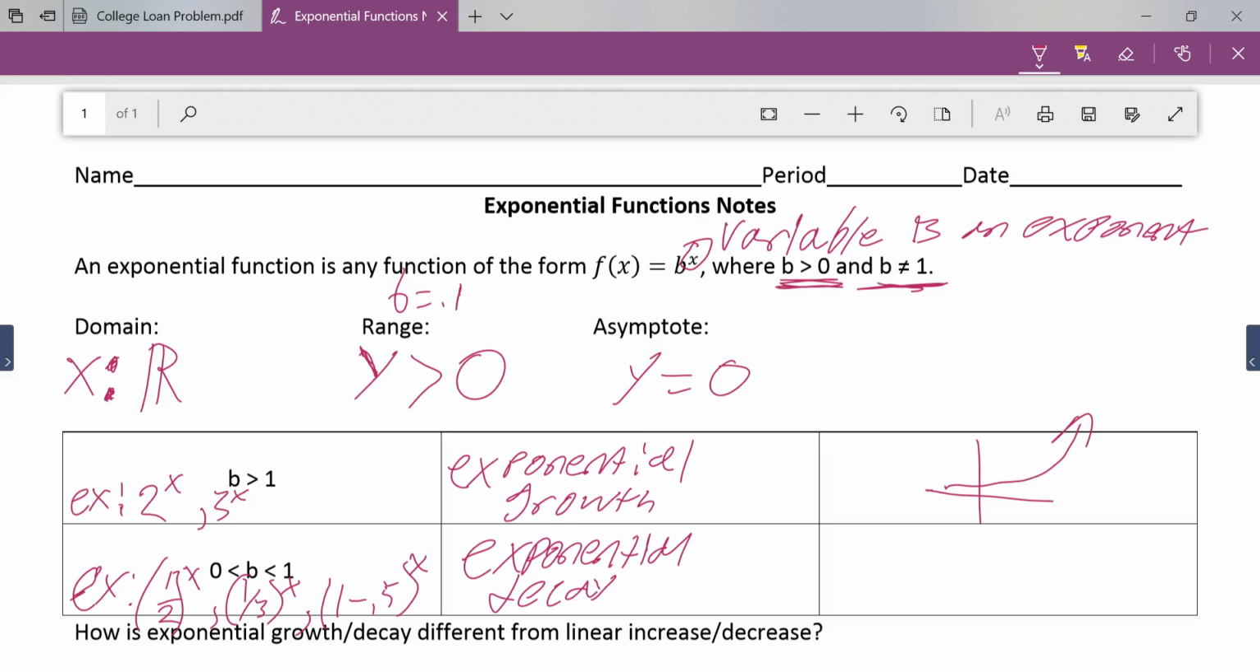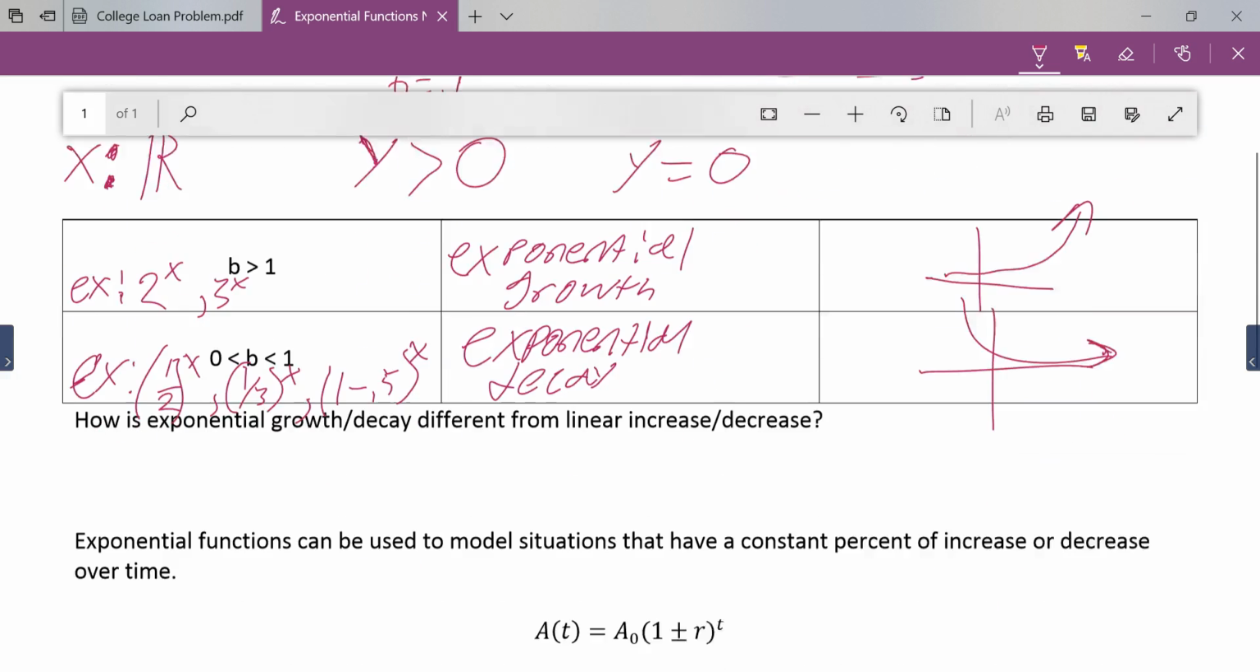Great. And then the function looks like this, where we start high. That's a bad graph. We start high and then come down low. As opposed to our growth, where we start low and end high, we start high, then low, because we're decaying.